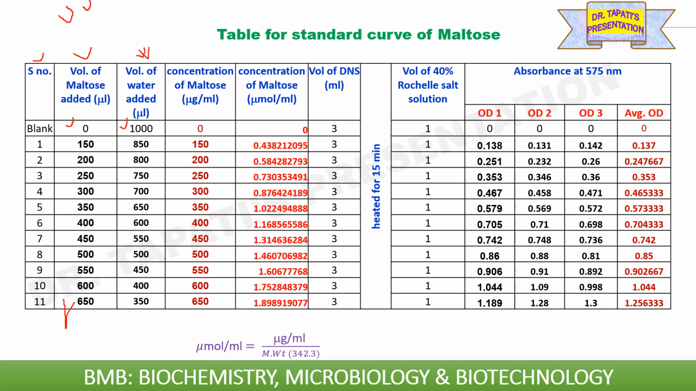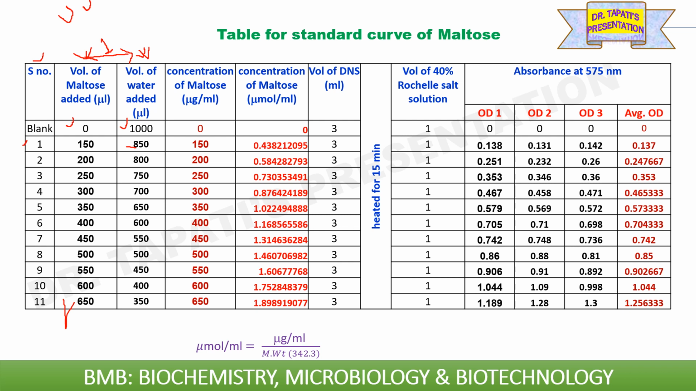In this way, you have to adjust the total volume of these two, that is volume of maltose and volume of water, to equal 1 ml. You have to adjust that, as the volume of maltose in serial number 2 is 150 microliter, then you have to add 850 microliter water.